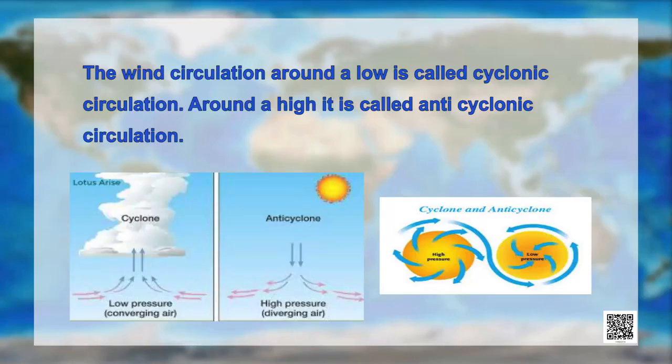I hope you have understood the relation between pressure and winds. The wind circulation around the low is called cyclonic circulation. Around a high, it is called anticyclonic circulation. The diagram is given for a better understanding. This is all we will do in part 1 of chapter 10.